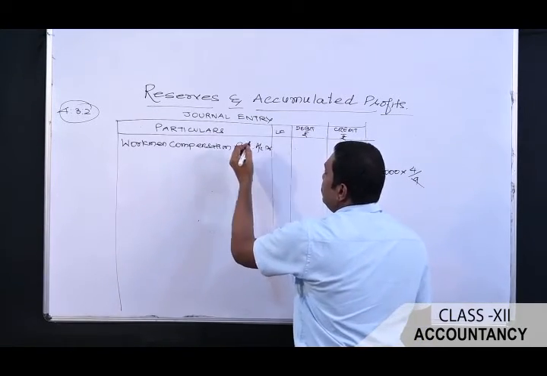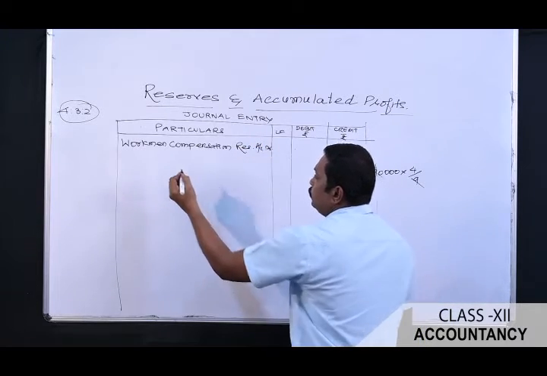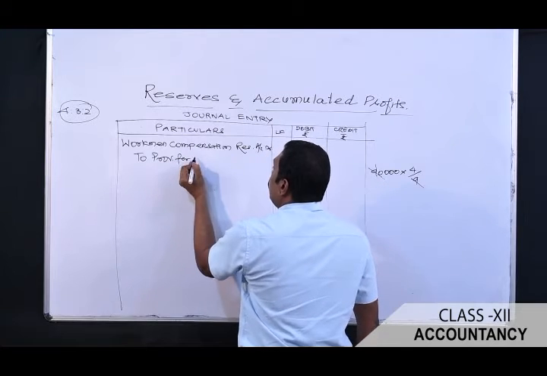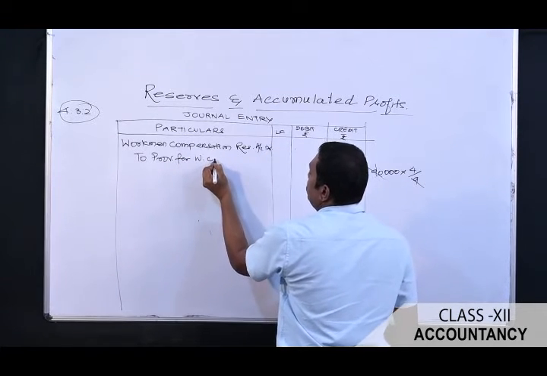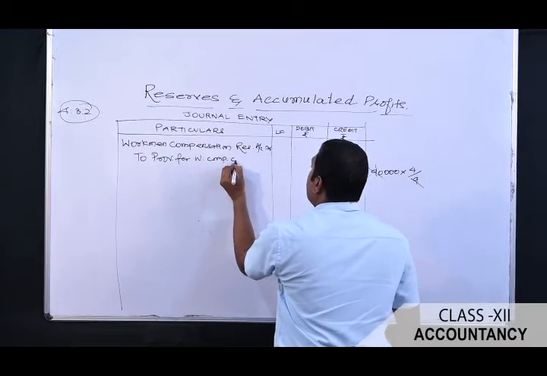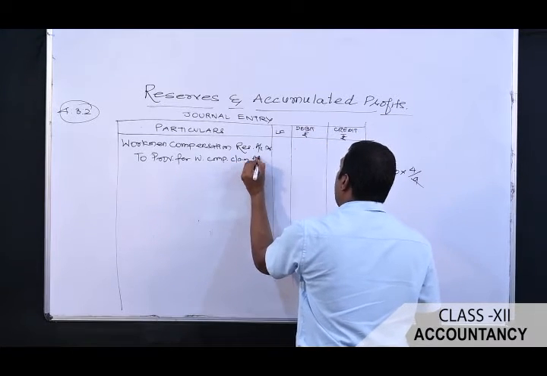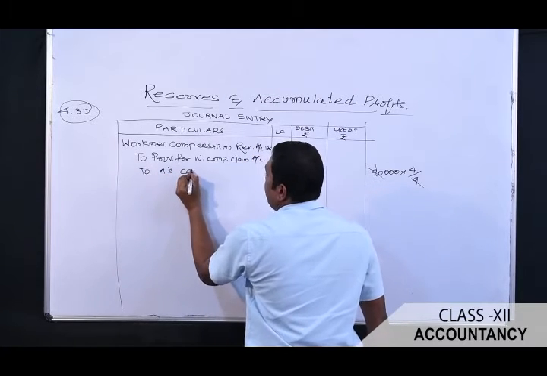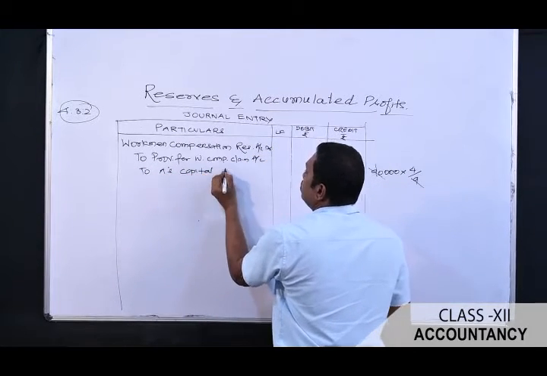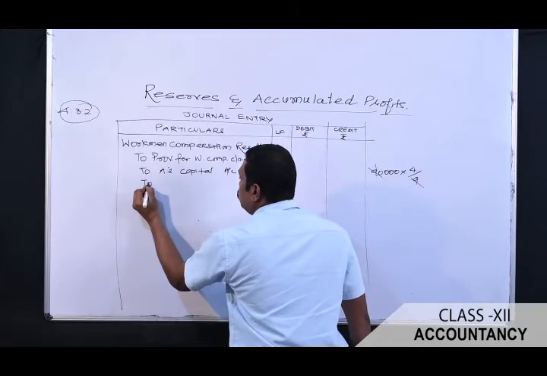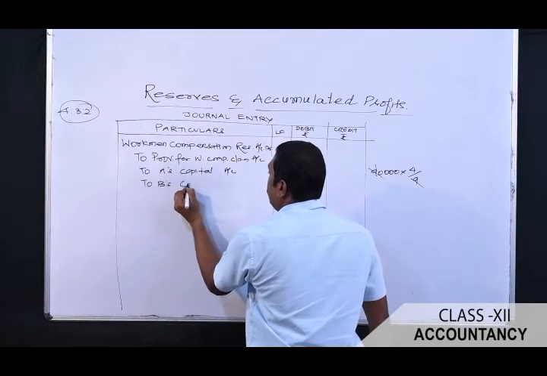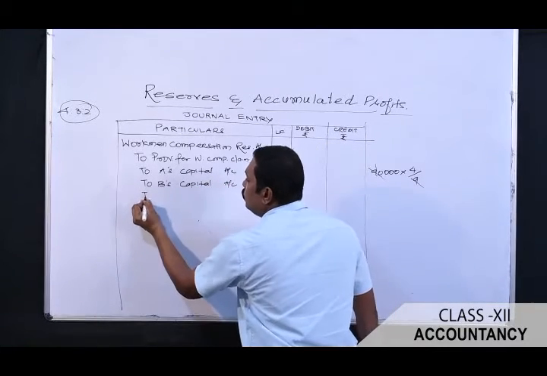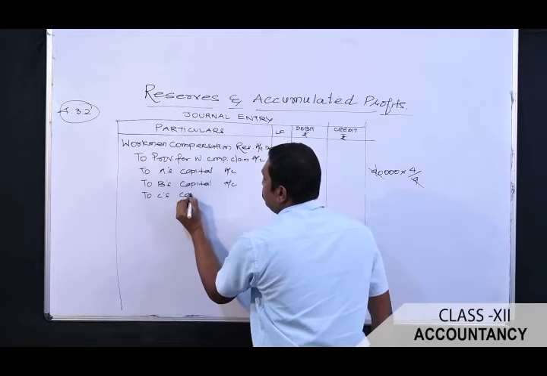Workman compensation reserve account debit to provision for workman compensation claim account to A's capital account, to B's capital account, to C's capital account.